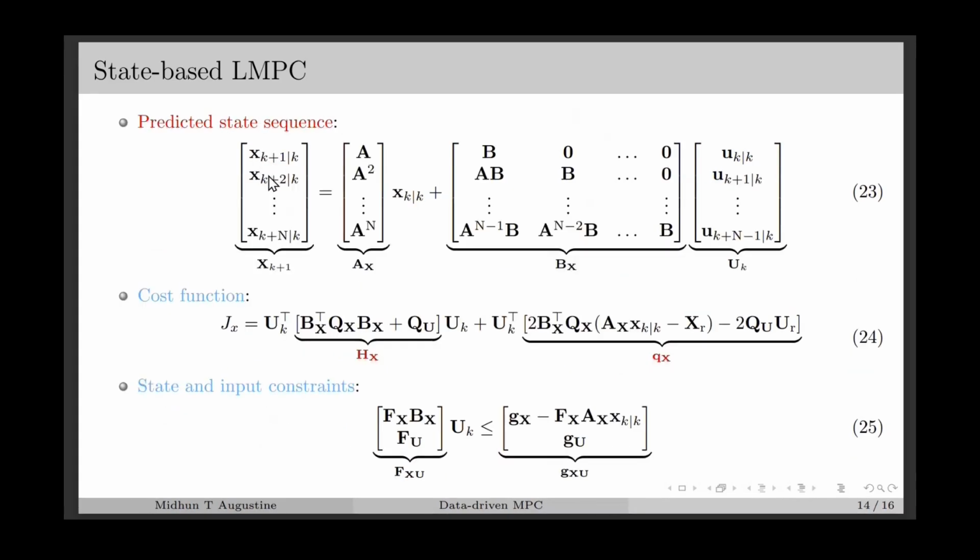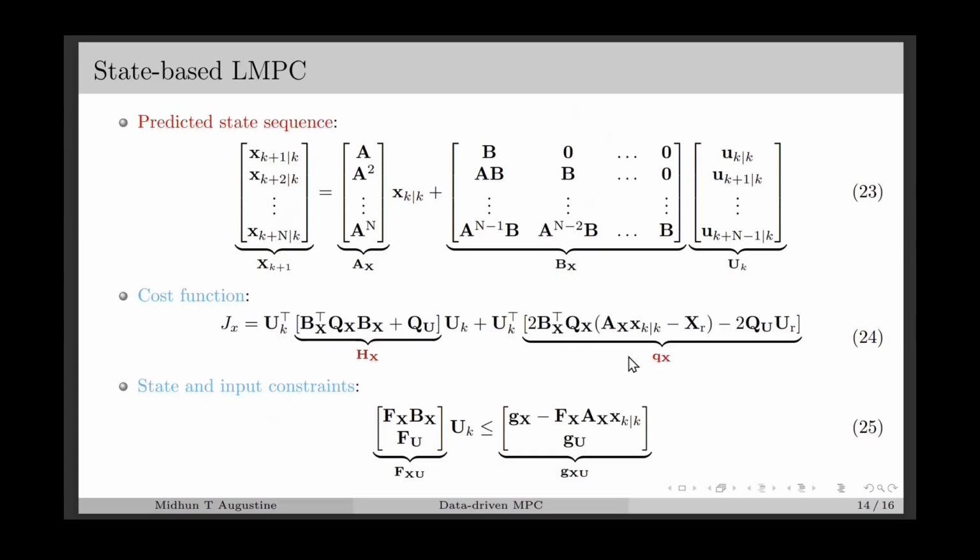Then using the state equation, we can compute each element of this predicted state sequence, where x(k+1|k) equals A times x(k|k) plus B times u(k|k). And by recursively applying this equation, we get all the future states over the prediction horizon. And this matrix we can compactly represent as capital Ax, and this matrix as Bx, which gives us capital X(k+1) equal to Ax x(k|k) plus Bx Uk. This can be considered as the predicted state sequence equation, which we can substitute in the MPC cost function and rearrange the terms, which gives us the cost Jx equal to Uk transpose Hx Uk plus Uk transpose Qx.